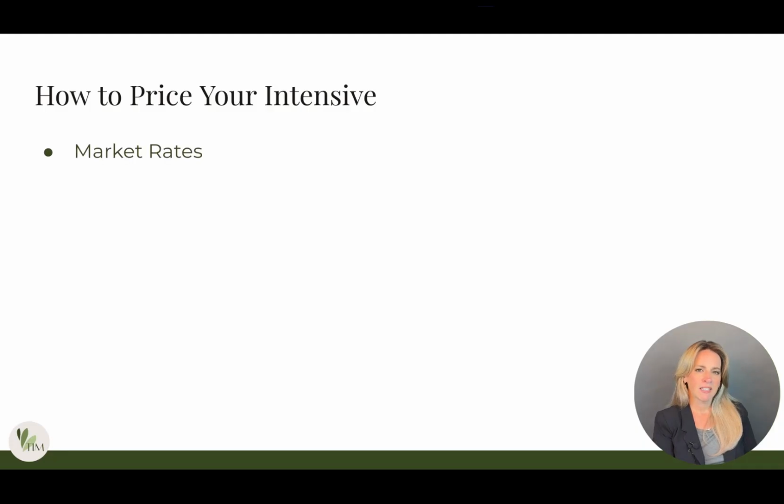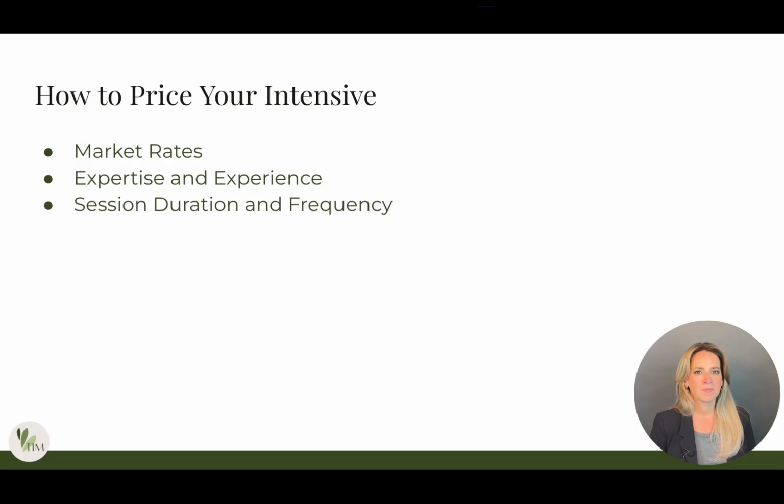Market rates. Research the rates charged by other therapists in your area or similar area that offer intensives that might be similar to yours. This could give you a good baseline understanding of what clients may be willing to pay. Consider your level of expertise, qualifications, and experience as a therapist. Higher levels of expertise may justify even higher pricing.